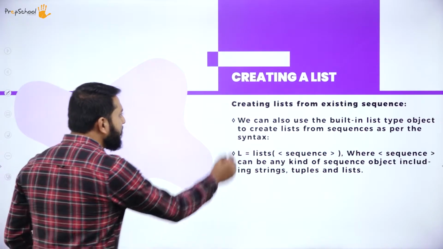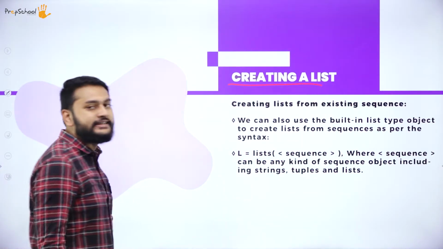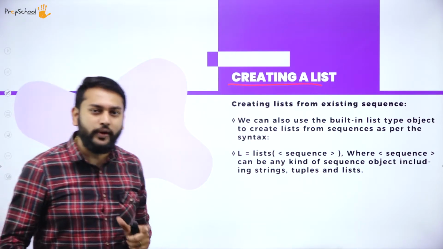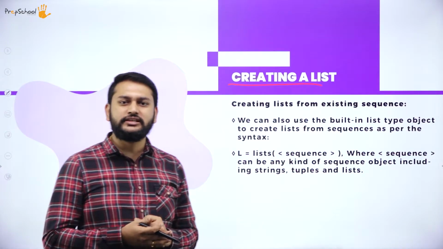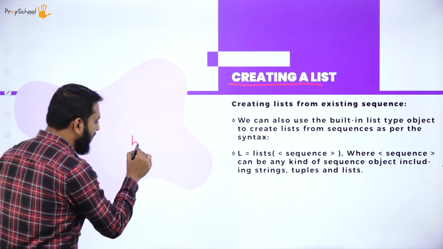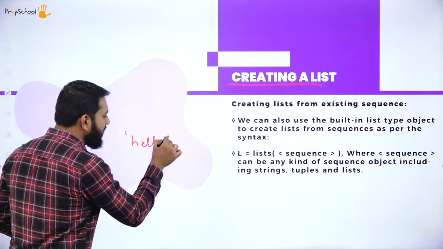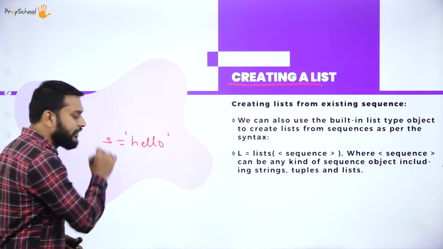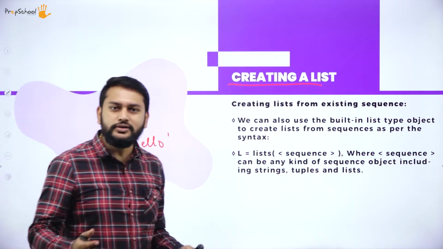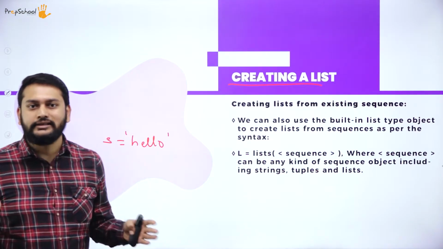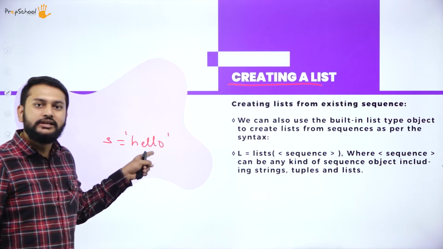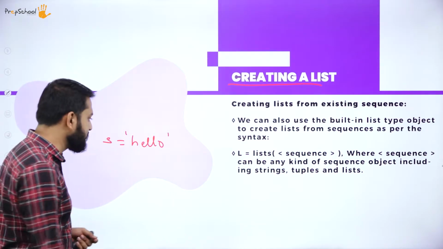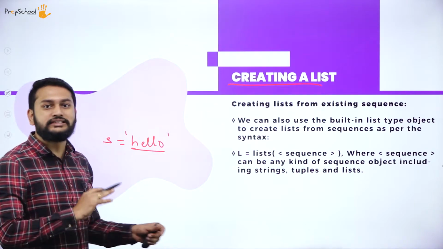So what is the next topic that we have? We have creating a list from an existing sequence. What is the meaning of existing sequence? Remember, I have hello, right? So can I call this an existing sequence? I have this already. I have stored it in the variable. So hello is a string. It already exists. So can I convert this string into a list? Yes, I can convert. Let us imagine this is an existing sequence.